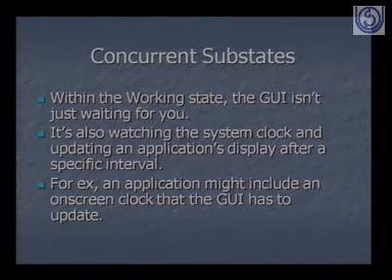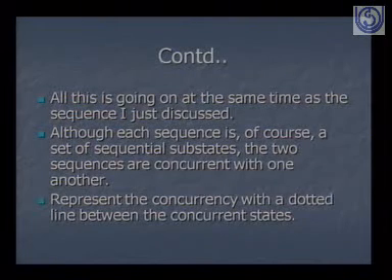So in the concurrent substates, all this is going on at the same time as the sequence I just discussed. Although each sequence is of course a set of sequential substates, the two sequences are concurrent with one another. This represents the concurrency with a dotted line between the concurrent states.